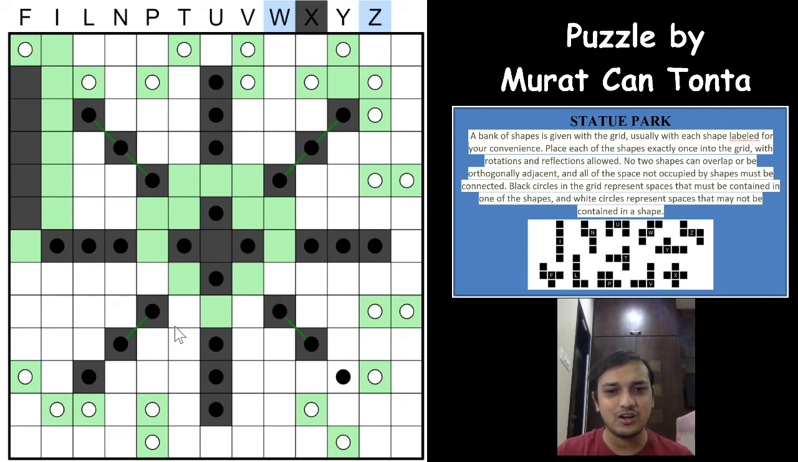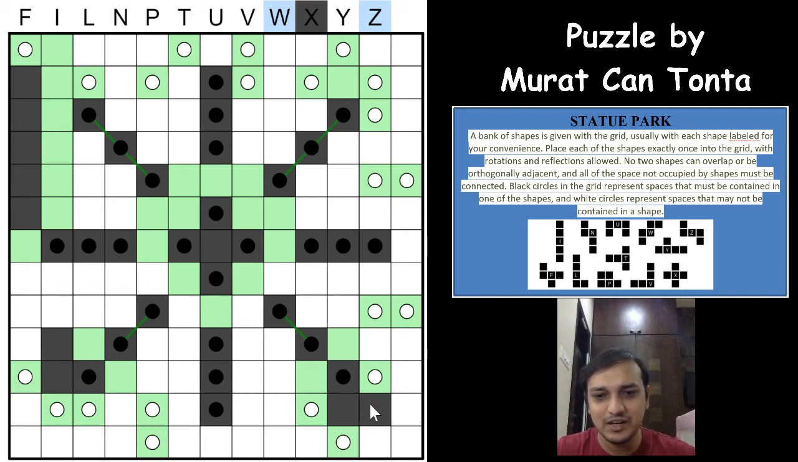Any shape cannot resemble these three diagonal circles except the W and Z, which are already fulfilled in these two places, which means that this black circle will be part of a different pentomino. Same way this black circle, right? Sorry. What an excellent puzzle this is. Excellent, I would say. So now this black circle will have to go this way and form a pentomino. Same way this black circle, right?